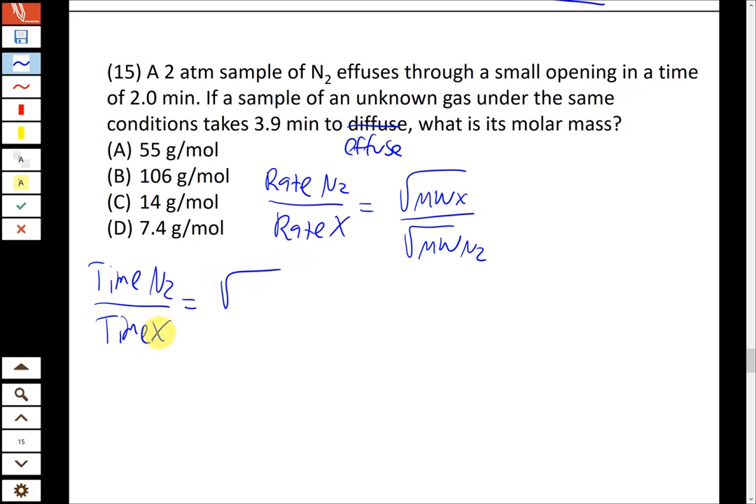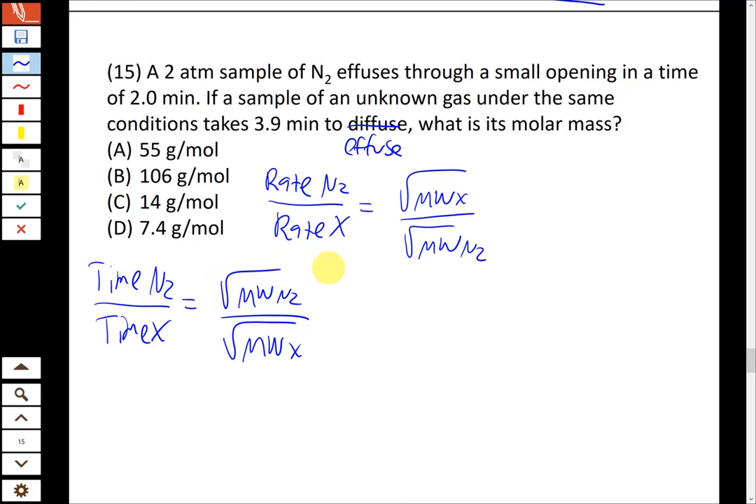You could put either N2 or the unknown gas X in the numerator or denominator, it doesn't matter. But the key aspect is that on the other side of the equation, the square roots of the molar masses need to be in the same way. So if we have N2 in the numerator here, and we're talking about the time that it takes for N2 to effuse, then the molar mass of N2 will be in the numerator on the other side of the equation. Or we could flip both sides and have X on top on both sides, N2 on the bottom. Either way will work algebraically, but you have to make sure you're using the correct form of the equation.